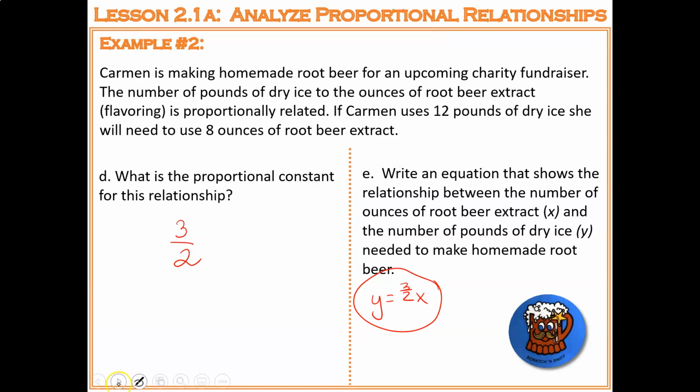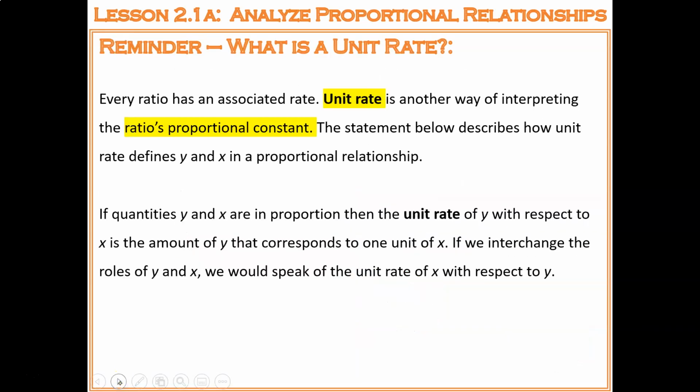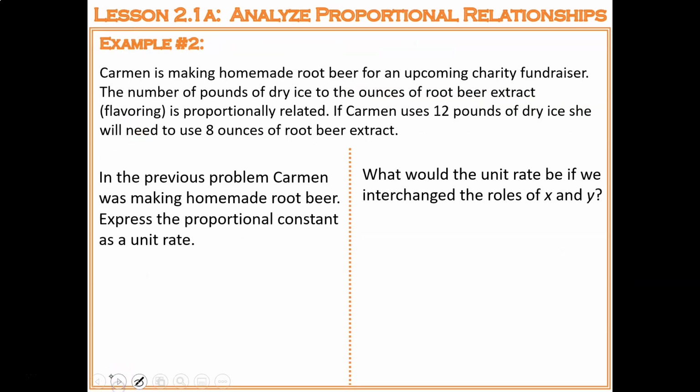All right. So the unit rate is another word for the proportional constant. So proportional constant and the words unit rate are interchangeable.